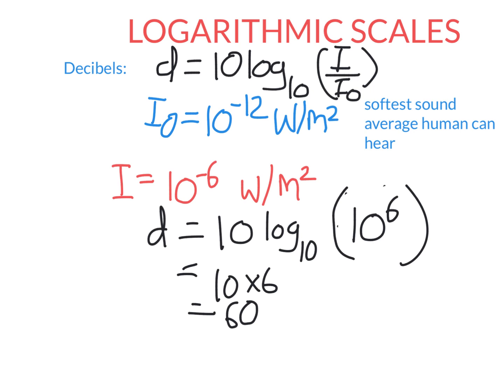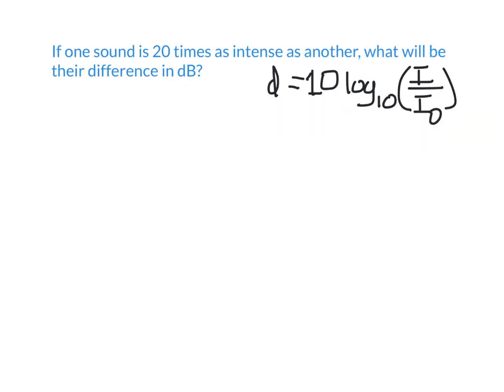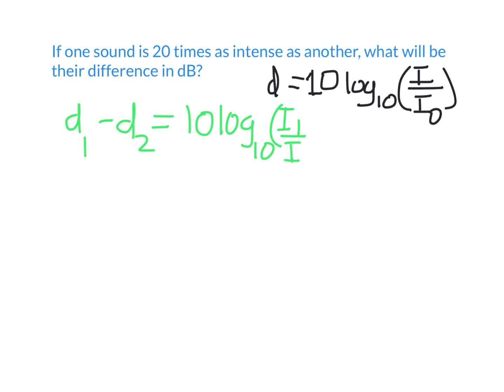All right, let's now look at comparing two different sounds using this scale. So if one sound is 20 times as intense as another, what would be the difference in decibels? So I'm going to let D1 be the decibels of the louder sound and D2 the decibels of the softer sound. So D1 I'm going to write as 10 log base 10 of I1, the intensity of the first sound, over I0. And then for D2, its decibels will be 10 log base 10 of I2, intensity of the second sound, over I0.